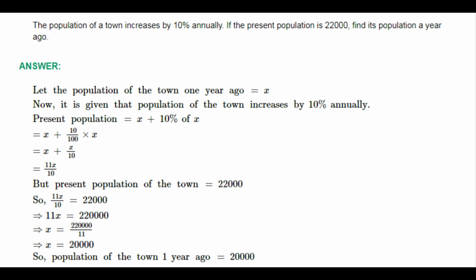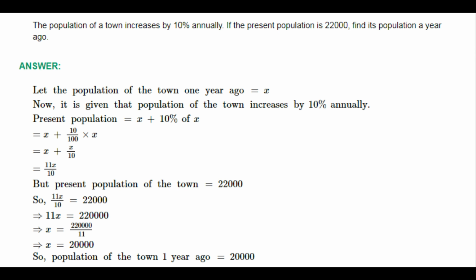Moving to our next sum, the population of a town increases by 10% annually. If the present population is 22,000, find its population a year ago. So in this sum they are telling you by how much the population is increasing annually, that is 10%. If the present population is 22,000, they are asking you to find the population a year ago. We don't know the population a year ago, so we are assuming it as X.